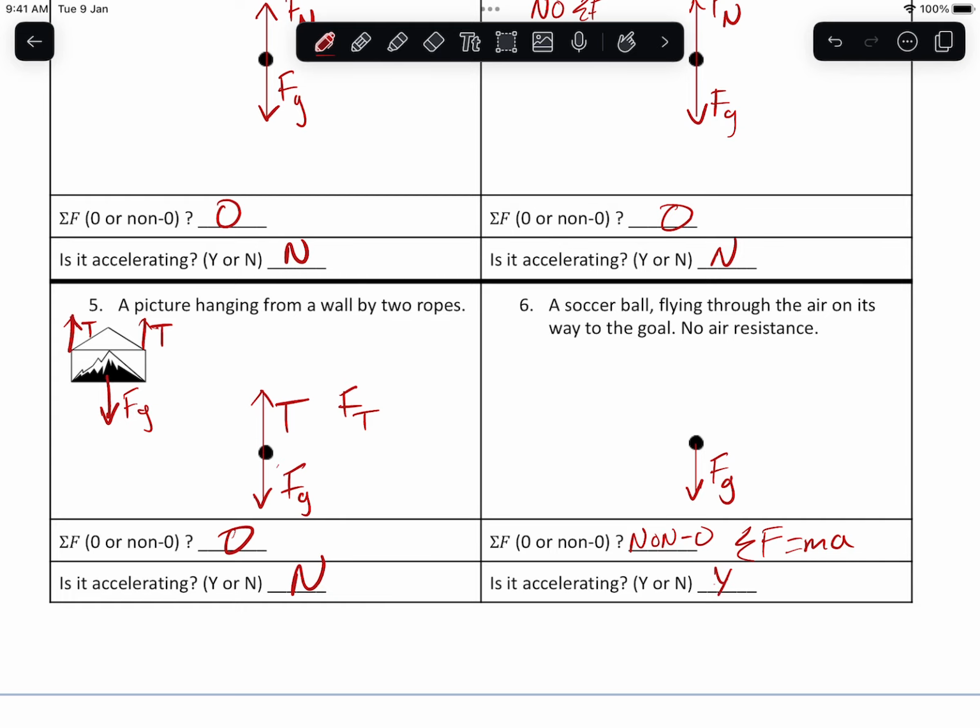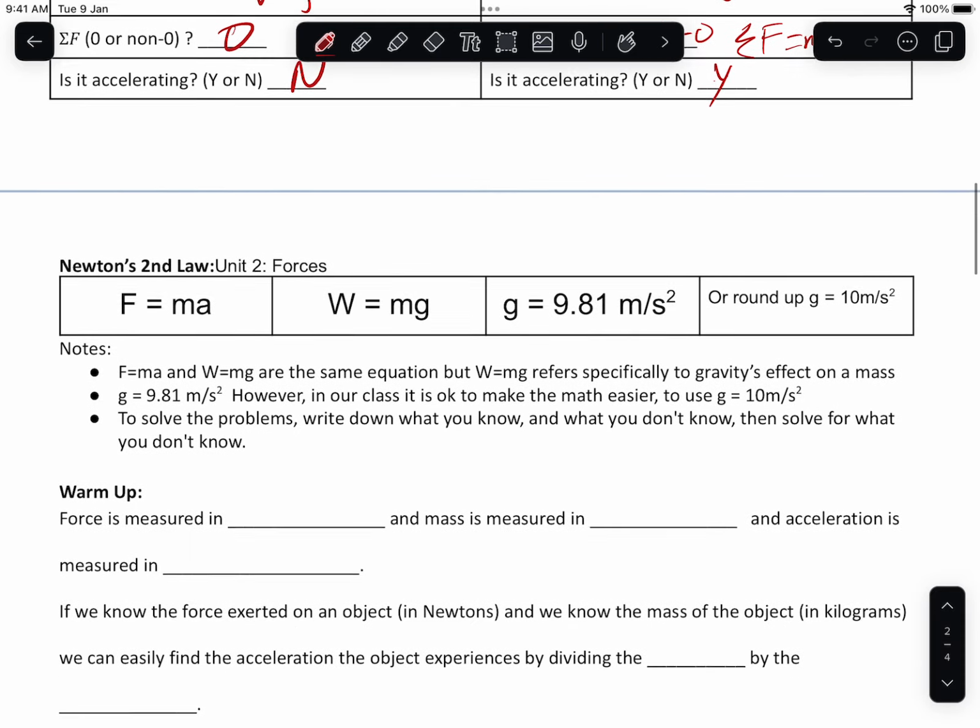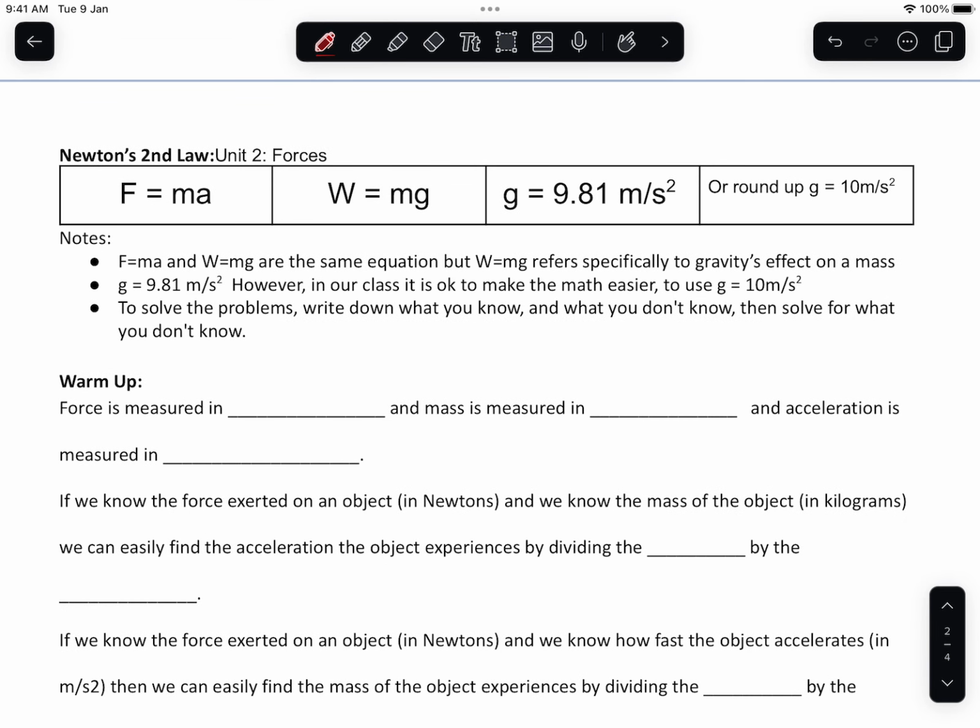And is it accelerating? Yes. Okay, here we go. F equals ma. Weight equals mass times gravity. So this is weight. This is mass. And this is gravity.